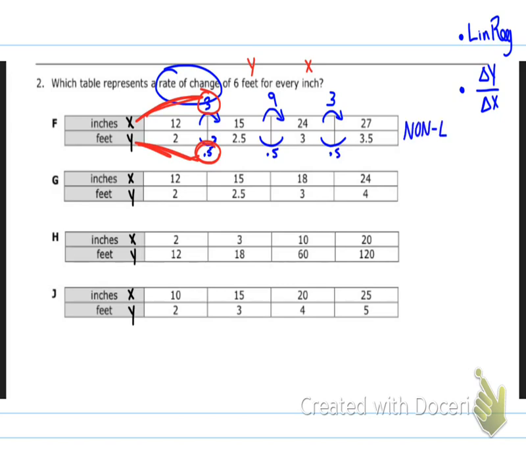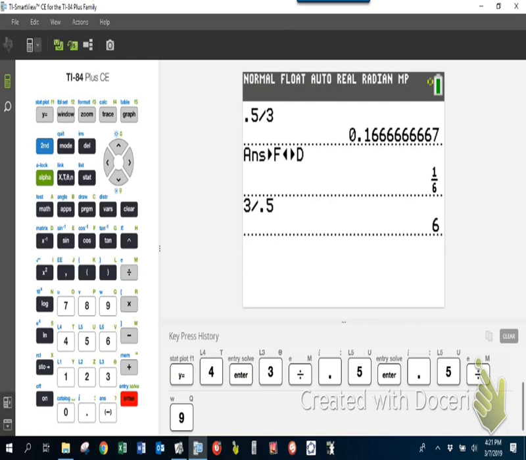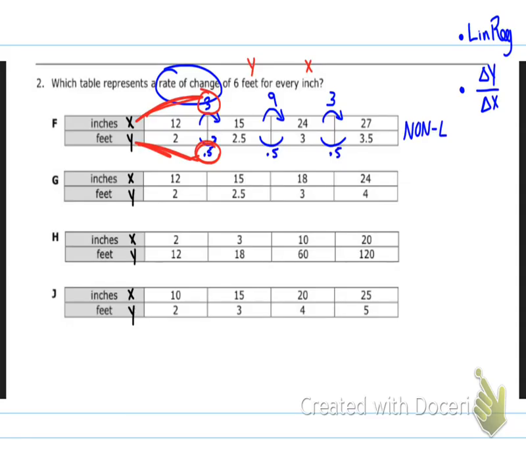I actually put non-linear here for some reason. Oh, I see why I put non-linear here. There's not even a constant. If I go do 0.5 over 9, I don't actually get the same 1/6. So this isn't even linear here. But either way, if I had gotten 1/6, I need you to be careful for how you type it in. Make sure you do change in y over change in x. It's the 0.5 over 3 in this case.